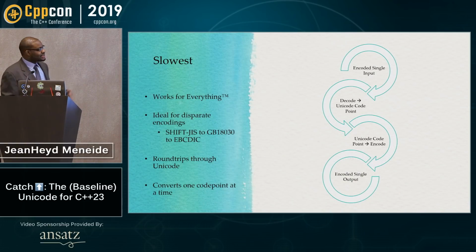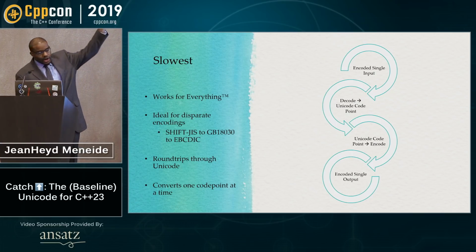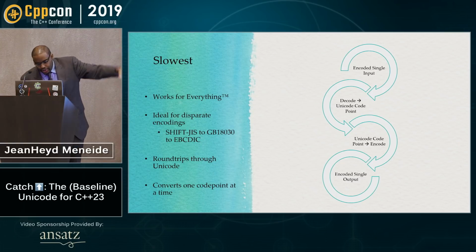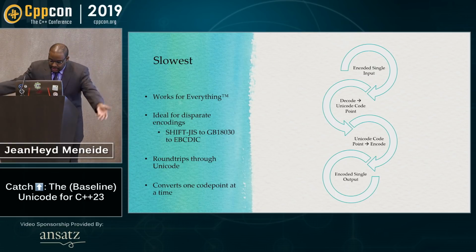So let's talk about the slowest path. We have this nice little diagram here. Basically, you have an encoded single input. You decode that to a Unicode code point. You take that Unicode code point and you encode it to the other thing. And then you dump out the single output character, or the single output unit of information.